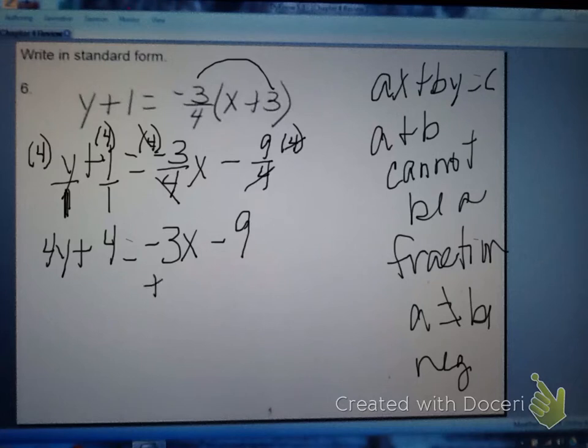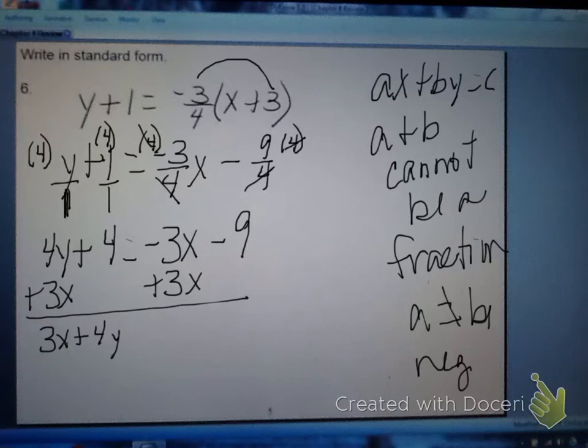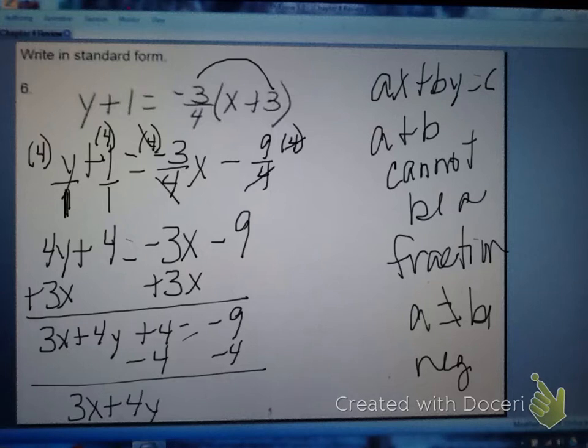Okay, now I'm going to add 3x to both sides because my goal is to get the x and the y together. So that's 3x plus 4y plus 4 is equal to negative 9. Now I need to get the 4 over there. So that's 3x plus 4y is equal to negative 13. And there is the equation in standard form.